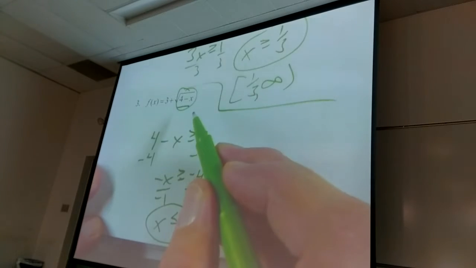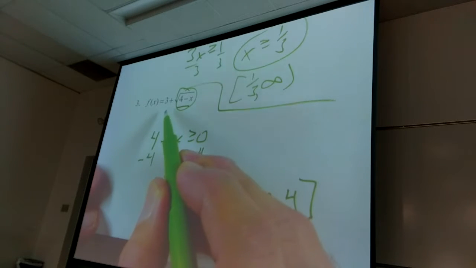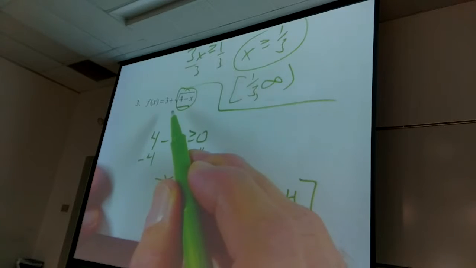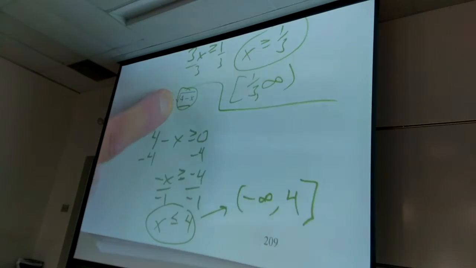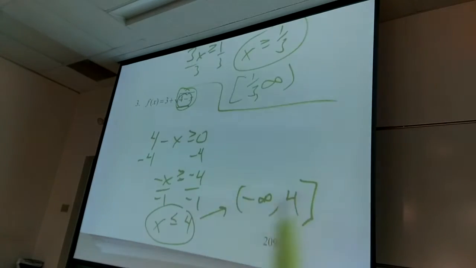If I try to plug x equal to 5 in here, what happens? I get something that's not real. The 3 doesn't save me. It doesn't do anything for me. If that wasn't there, the domain would be exactly the same because it's only in here that there's a restriction. The 3 doesn't matter. The 3 is just 3. It's fine.